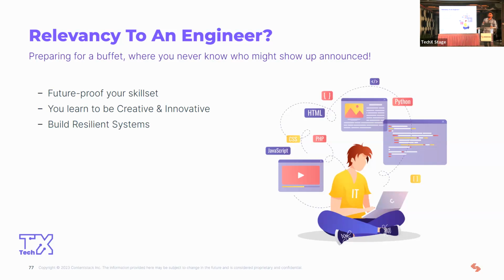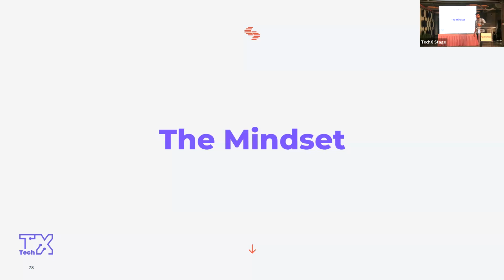And finally, you build resilient systems so that other people can include them, like we included Hotstar in our PPT, so that they could use us as an example of their systems. I'm pretty much convinced that you guys would agree to that. So this would be the relevancy to an engineer.